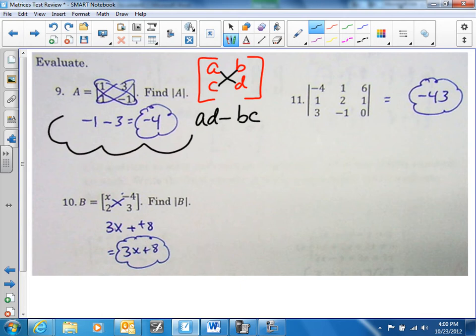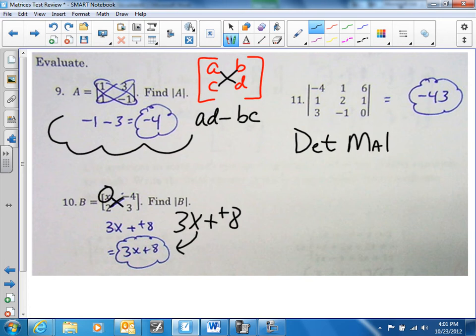On number 10, don't be afraid of that variable. Again, 3 times x minus, so you get 3x minus a -8. Change that sign, and 3x plus 8. Okay? Here, remember, you're going to put this in the calculator. Determinant, matrix, and if you happen to use matrix A, that's how you would put it in the calculator. Determinant, matrix A. Remember, you get the determinant from option, mat, and then DET. Okay?